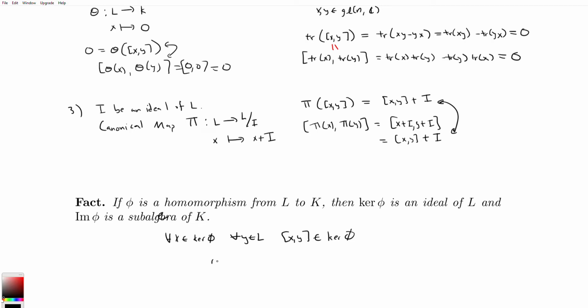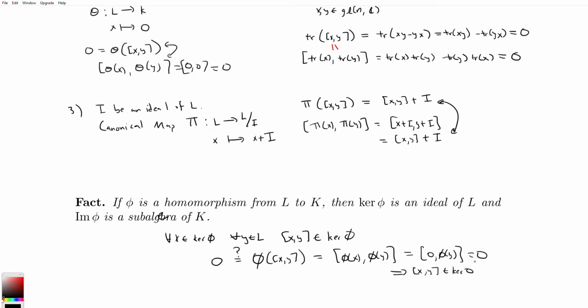Right? So what we want to show is that 0 is equal to phi of x bracket y. This is what we're not sure about, okay? But we know phi is a homomorphism, so we know that this is equal to the bracket of phi of x and phi of y, and then we know x is in the kernel, so this is equal to the bracket of 0 with phi of y, which is equal to 0. And so that tells us that x bracket y is in the kernel. And so that in particular tells us that the kernel of phi is an ideal.